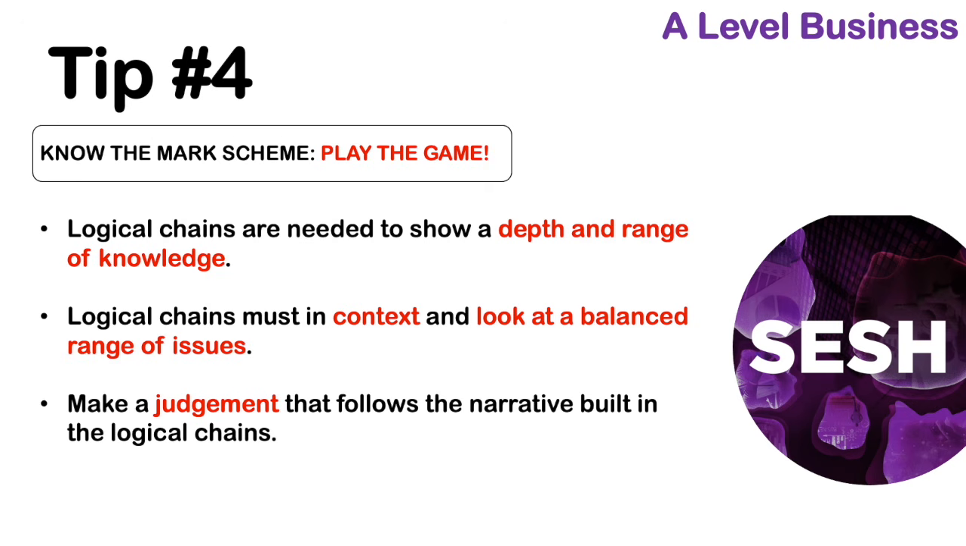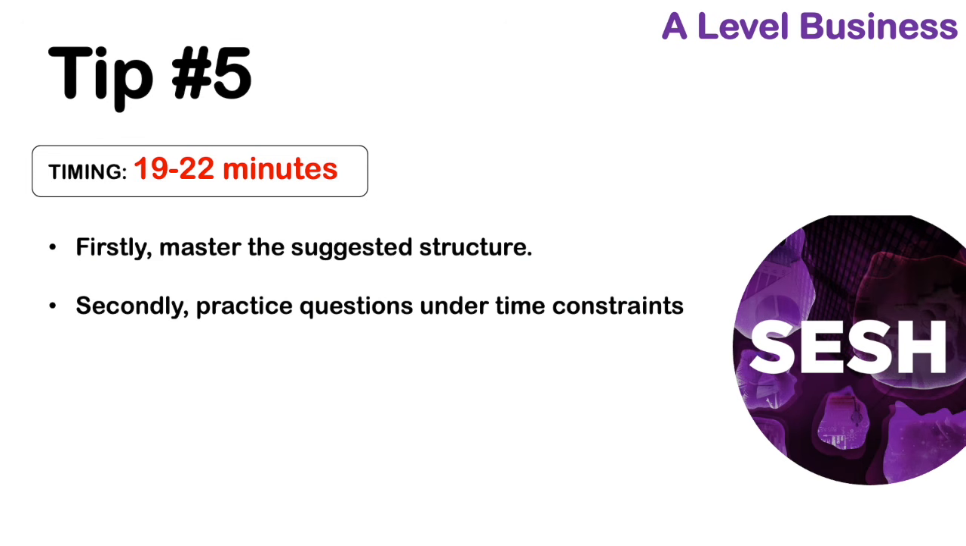Make a judgment. So important. Make a judgment on these 16 markers and ensure that judgment follows the narrative built in the logical chains. Tip number 5, for 16 markers you need to be thinking 19 to 22 minutes. If you've got extra time and it's plus 25%, then 24 to 27 minutes. So firstly, master the suggested structure, and we'll get to some technique in a minute. And secondly, practice these questions under time constraints, and you will get better at them and you will smash them.